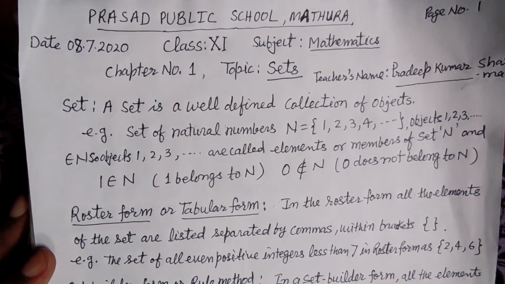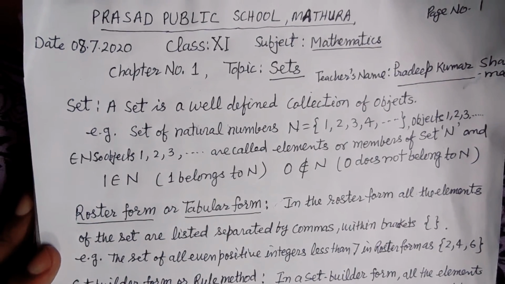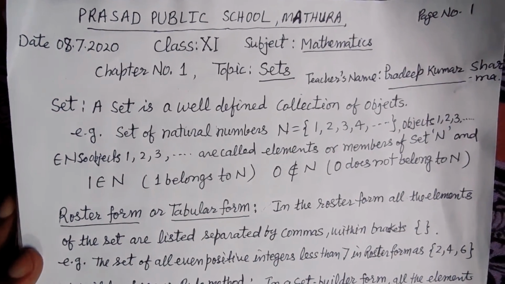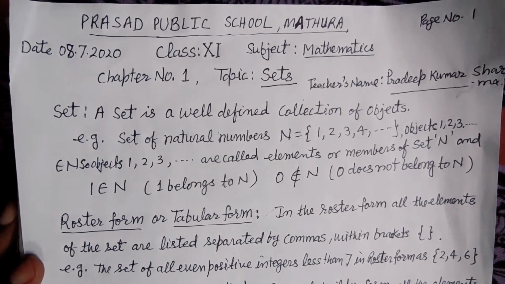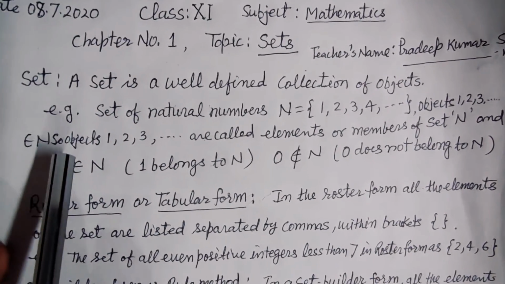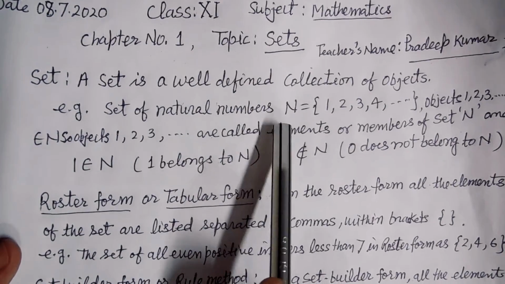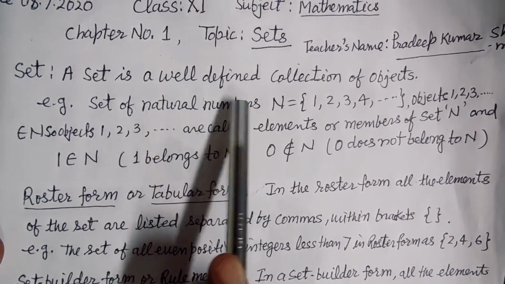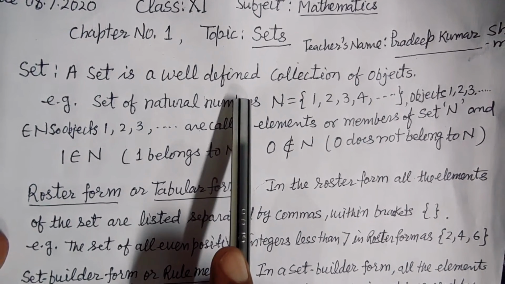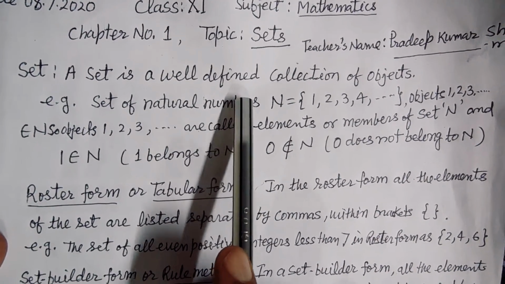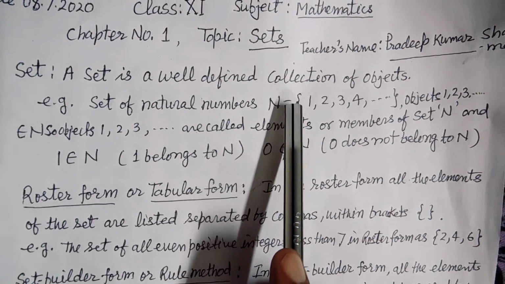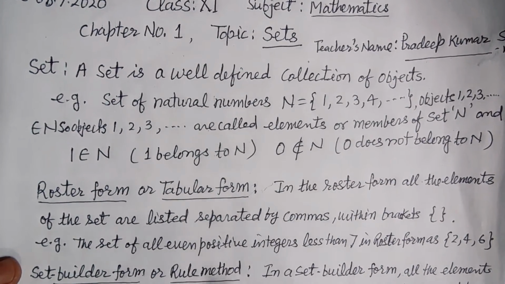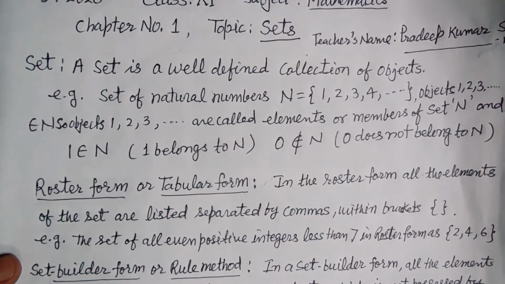Students, we will start chapter number 1, topic sets. So we will study about sets today. A set is a well-defined collection of objects. Well-defined means clearly defined. Collection of objects, objects which have the same property.